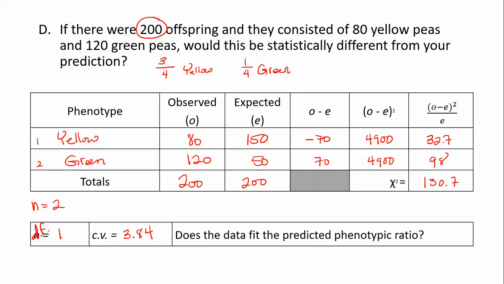How does that compare to our critical value? Well, our chi-squared value is super, super bigger than our critical value. That means our data really does not fit the expected phenotypic ratio, and we're going to reject the living daylights out of that null hypothesis.